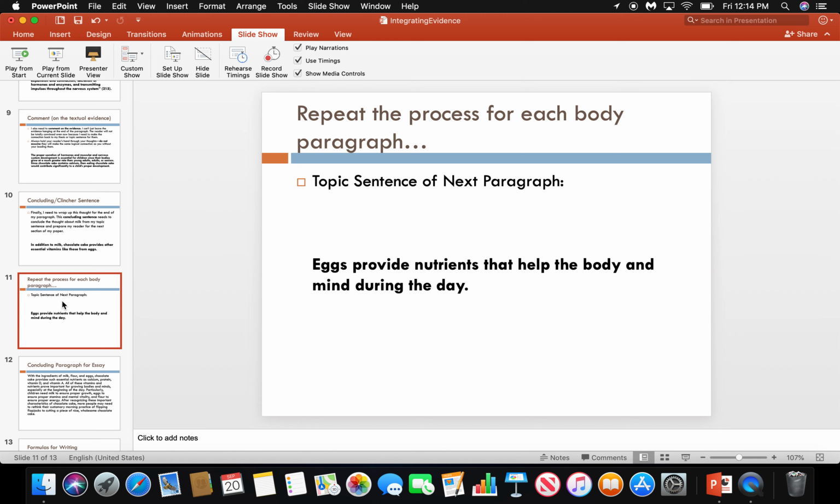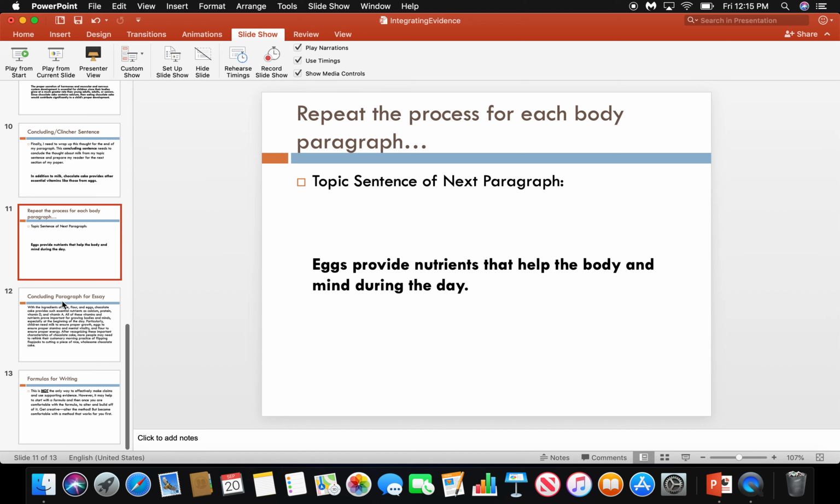So the topic sentence for the next paragraph would say, eggs provide nutrients that help the body and mind during the day. You must then repeat this process for every body paragraph throughout your essay until you have exhausted all topics for the thesis statement. Do you guys see the steps that are being made here?